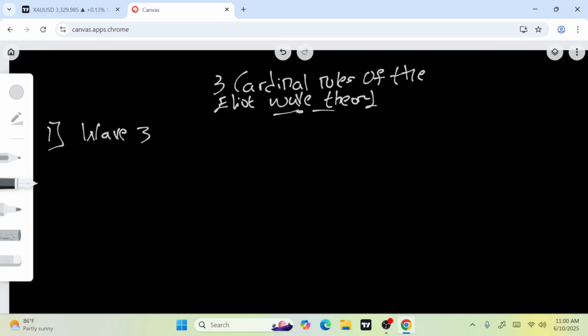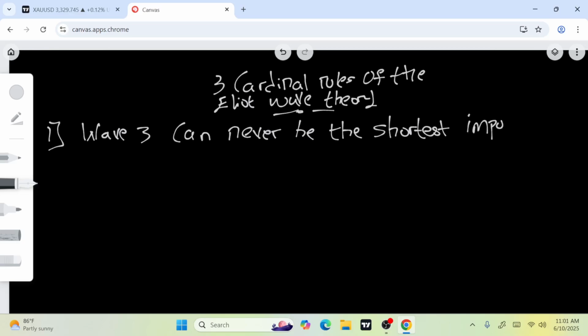Is it our motive wave or correction? No, no, no. Sorry. Yeah. So now your wave three can never be the shortest. Your wave three can never be the shortest impulsive wave. It can never. Are you getting that?